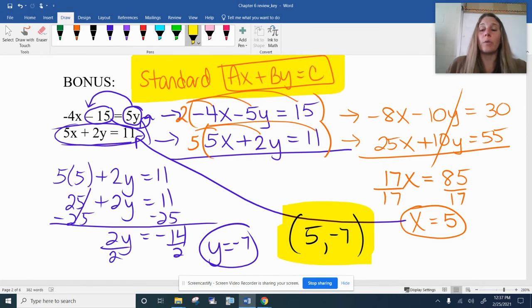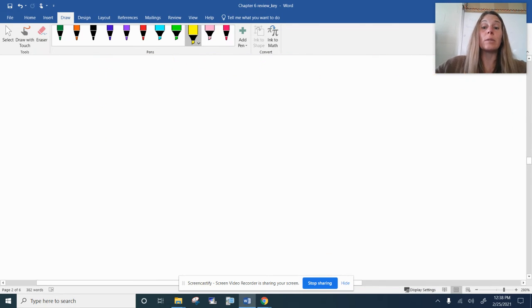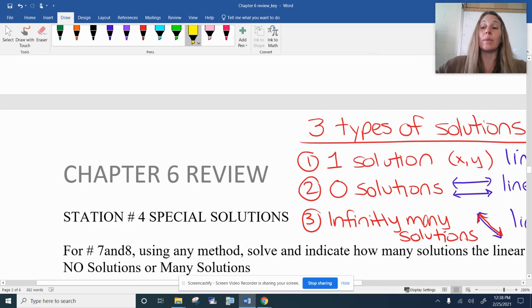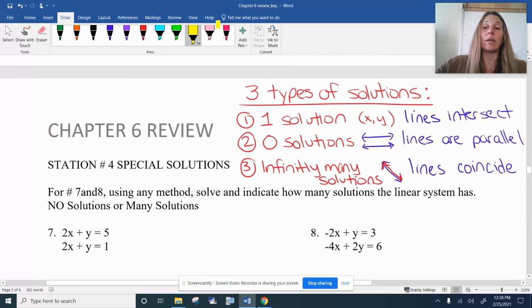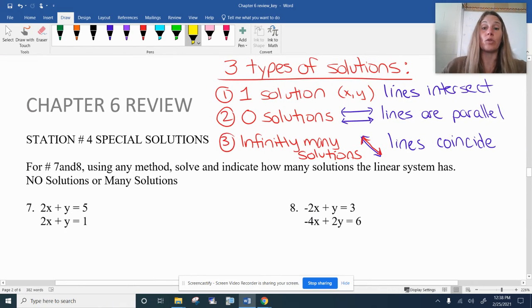All right, so hopefully this helps clear up any questions you have on any of the 3 methods, graphing, substitution, or elimination, to solve those systems. Now, on the next page, we're going to go over a couple special scenarios that could happen, or special solutions. And there are also 3 types of those, so make sure you're not getting mixed up with the 3 methods and the 3 types of solutions.